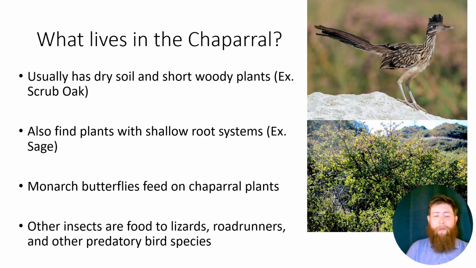So what kind of organisms can we expect to find in the chaparral? Usually there's dry soil and there are short woody plants, things like the scrub oak down here. You'll also find plants with shallow root systems, things like sage and other examples. You get monarch butterflies that feed on chaparral plants, and this is a very important region for them on their migration. But you also get lots of insects, and these insects are food to lizards, roadrunners like this guy here, and other predatory bird species. So even though this area, once again like the deserts that we're going to talk about, looks kind of sparse, life still finds a way to inhabit this and diversify and have some species richness in here.